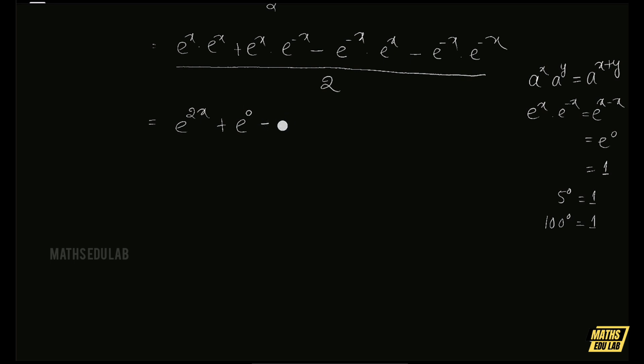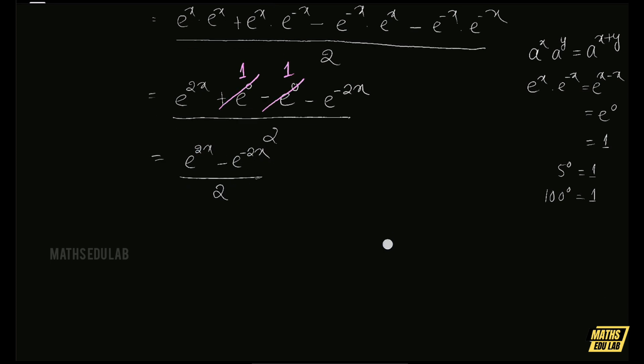Then minus of e to the power of minus x plus x, which is 0 only, minus e to the power of minus x, that means e to the power of minus 2x upon 2. Now if you see here, these values will be 1. So this value is 1 and this value also 1. So plus 1 minus 1 gets cancelled out here and the remaining will be e to the power of 2x minus e to the power of minus 2x upon 2.